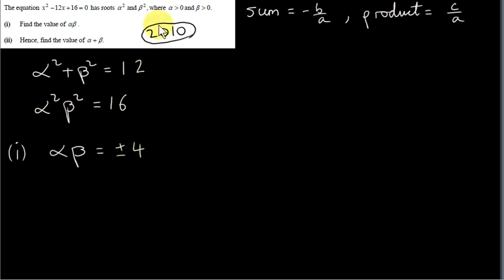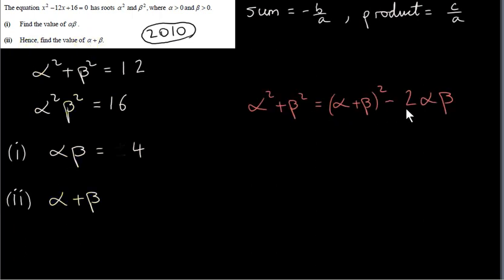Now we're given some extra information about alpha and beta. We're given that both alpha and beta are positive. And if we multiply two positive numbers together, we have to get a positive number. So that means we cannot have minus 4 here. So alpha beta is equal to plus 4. In part 2, we have to find the value of alpha plus beta. Now in the previous video, you saw this identity, which is easy to check. So we can use this identity to find alpha plus beta. We know that alpha squared plus beta squared is 12.